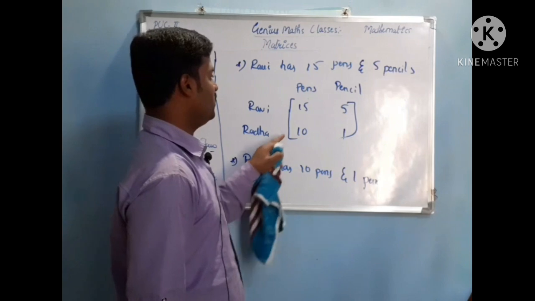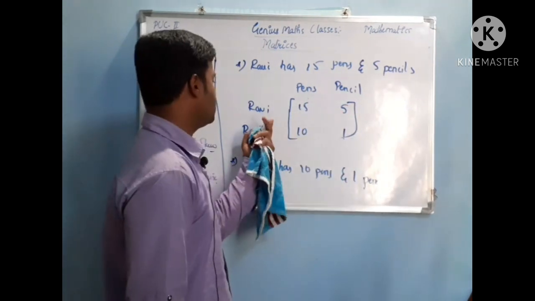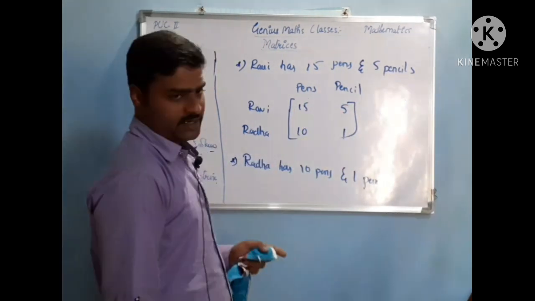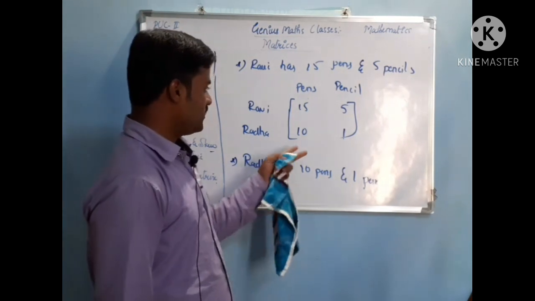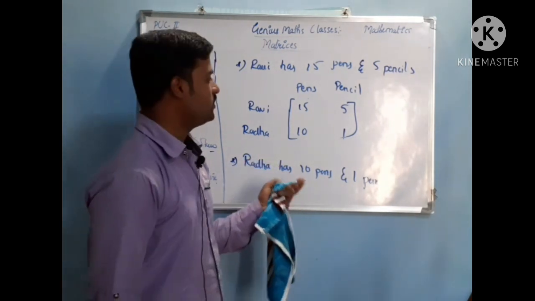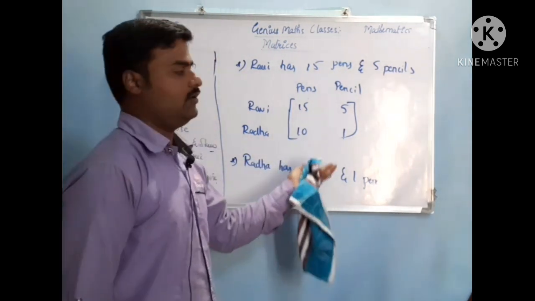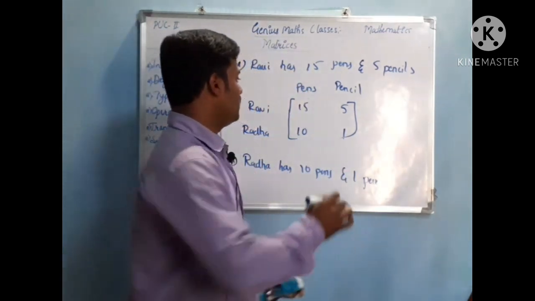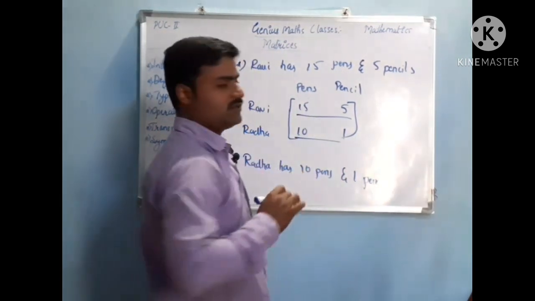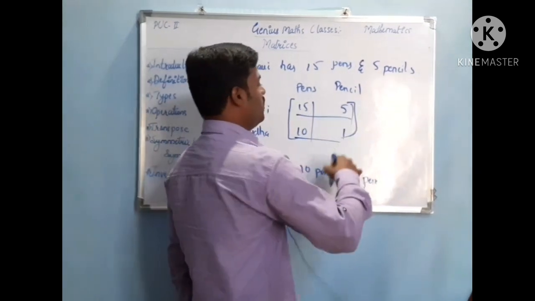Ravi, Radha, and pens, pencils. How many pens and how many pencils did each person have? So this is nothing but a representation. That is nothing but a table. This is the table, this is the horizontal line, and this is the vertical line.